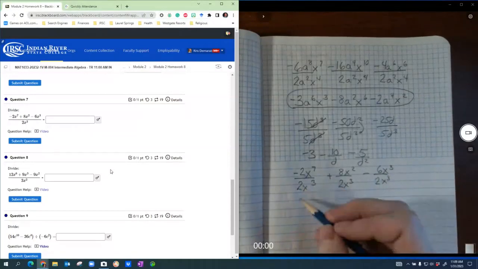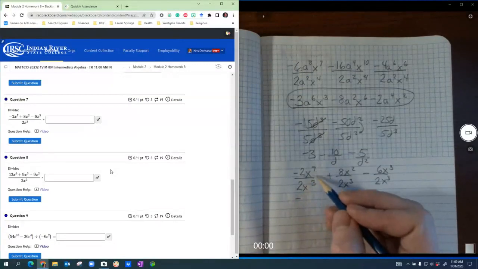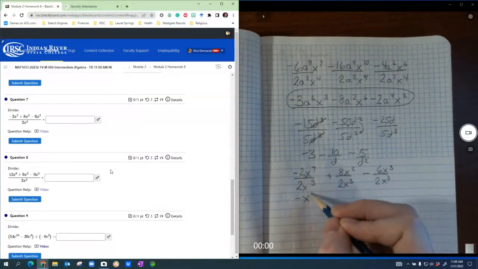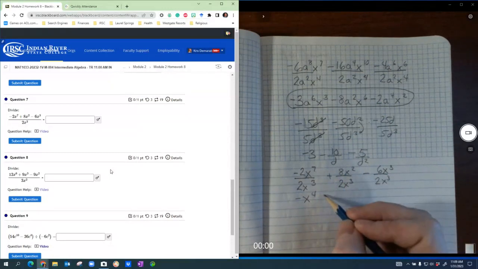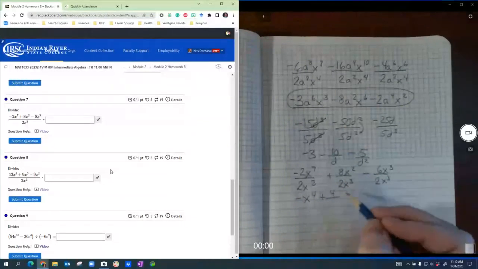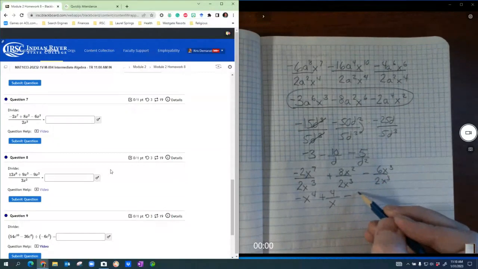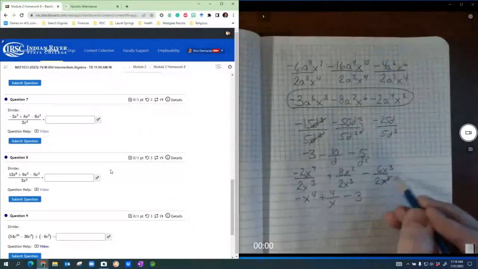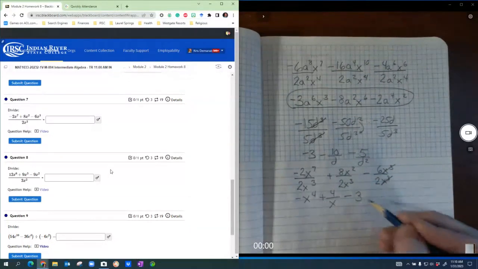So negative 2 divided by 2 is negative 1. I'm just going to put a negative sign. And then 3x taken away from 7x gives us 4x left. 8 divided by 2 is going to give me positive 4, and then 2x taken away from 3x gives me 1x as the denominator. Negative 6 divided by 2 is negative 3, but then x to the third divided by x to the third gives us just the same old 1, and that's the answer.